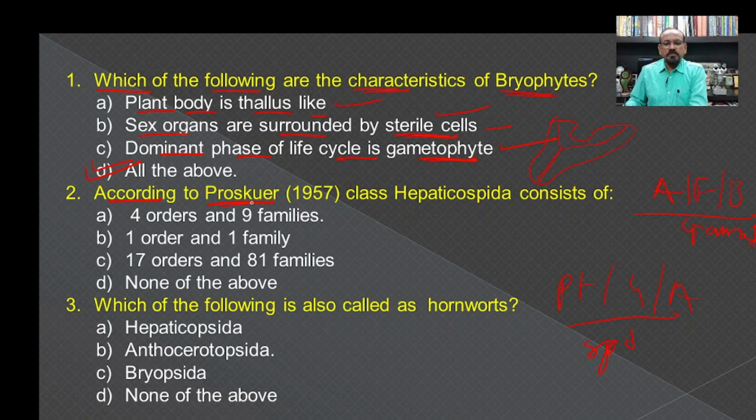Then, according to Proskauer in 1957, the class Hepaticopsida consists of: if you see the classification proposed by Proskauer, the Hepaticopsida consists of 4 different orders and 9 families, and hence the first option is the answer for this question. Then, which of the following is also called hornworts? Basically, the members of Anthocerotopsida are commonly called hornworts.